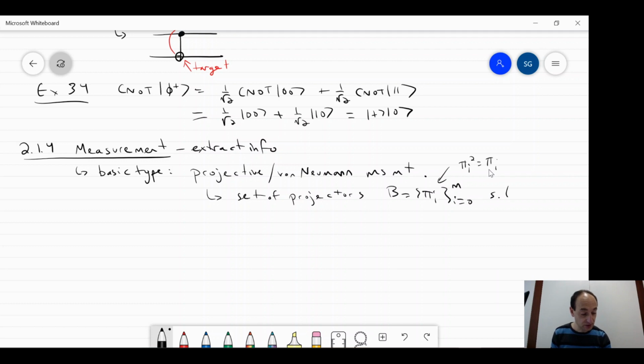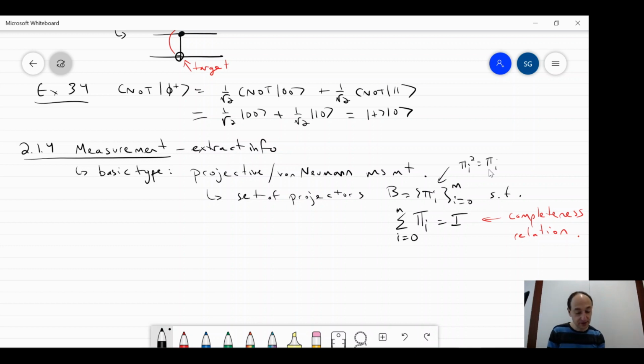And we need a very special condition to hold in order for this to be a well-defined measurement, which is the so-called completeness relation, meaning if I add these guys all up together, they should give me the d-dimensional identity, whatever dimension the space is. Okay, so this is the completeness relation.